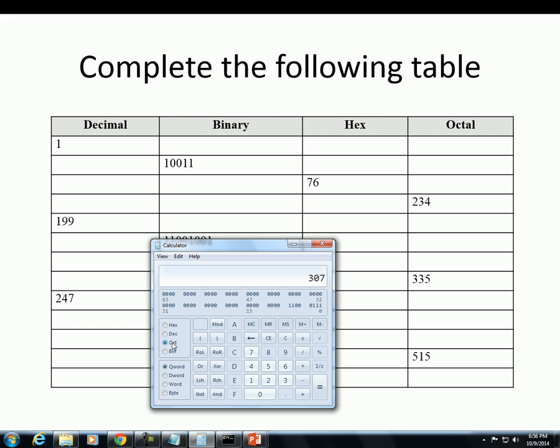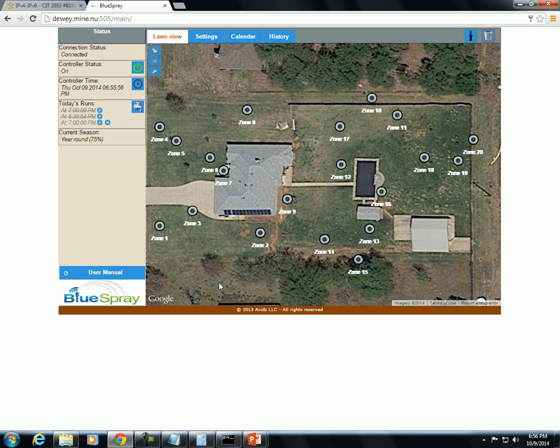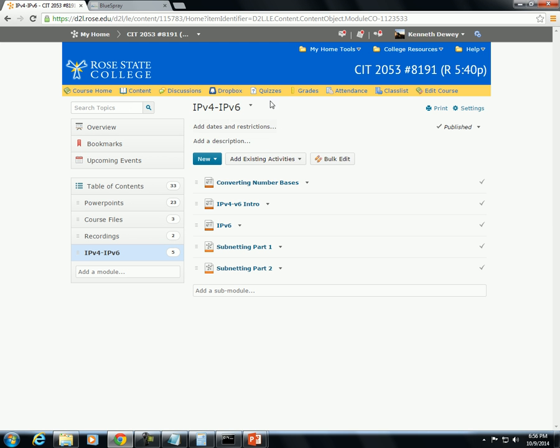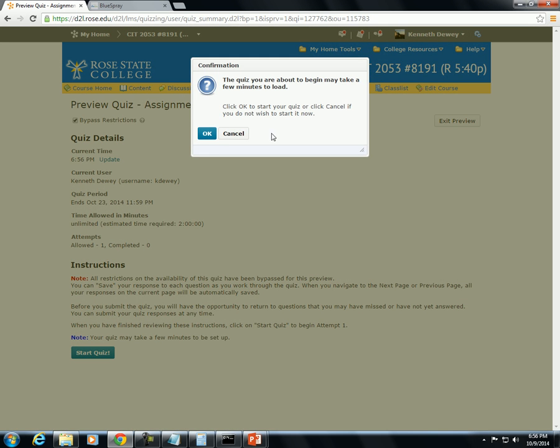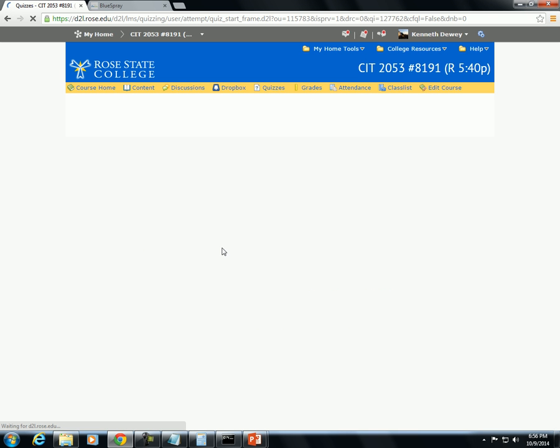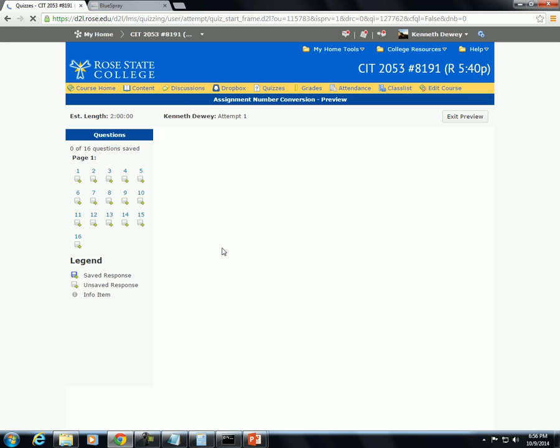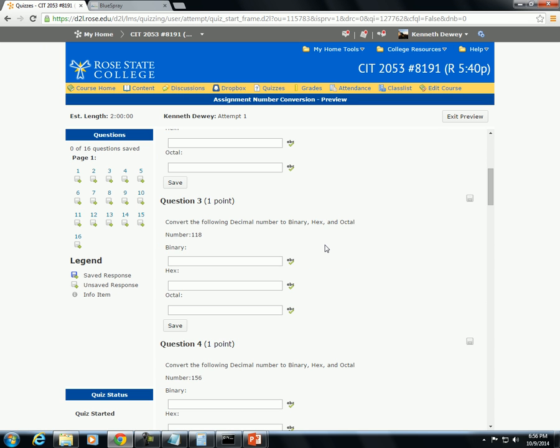There's an IPv4, IPv6, and this number conversion. It's all under quizzes. They are not timed. But you need to save your answers. And work on it for a while. Say you went into this number conversion one. Just start it and go in there and do some. Just keep hitting save. You'll see. There's the number one. It's the same exact chart. 118, convert it to binary, and so on and so forth. Just hit save after you do each one, and go back into it.